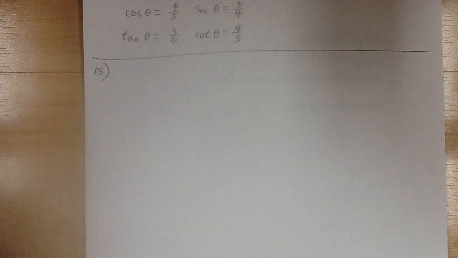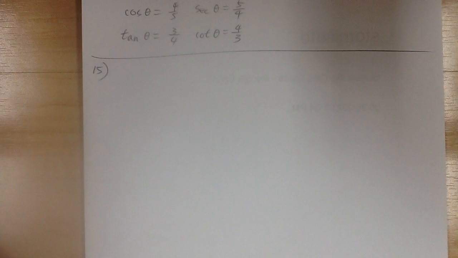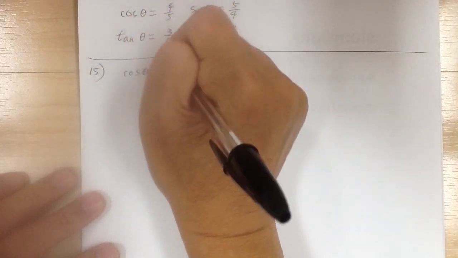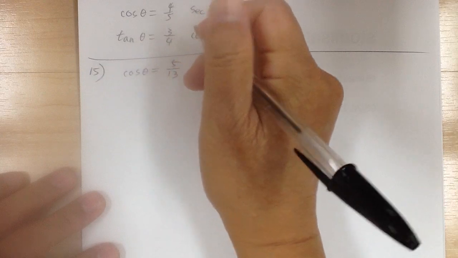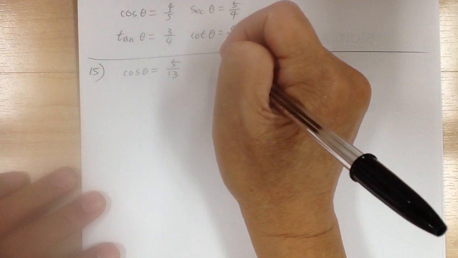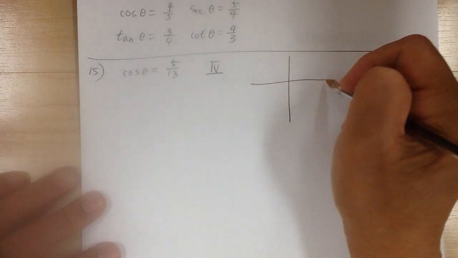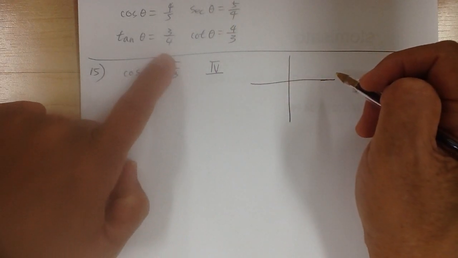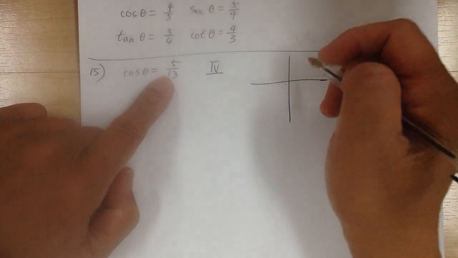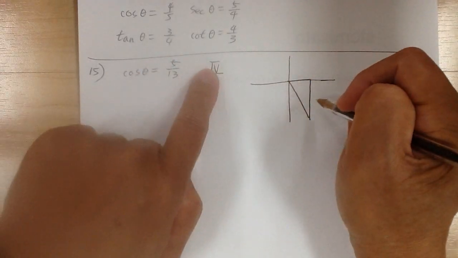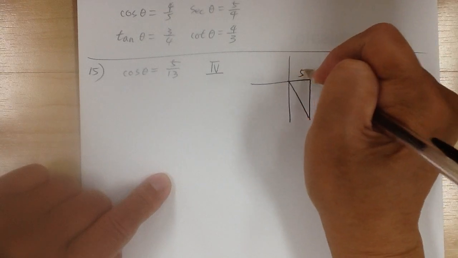Okay, number 15. You have cosine theta equal to 5 over 13, and theta is a quadrant 4 angle. So cosine is horizontal over the hypotenuse. So this is kind of short. So you're going to get that. It tells you quadrant 4, right? And so this would be a 5, 13.